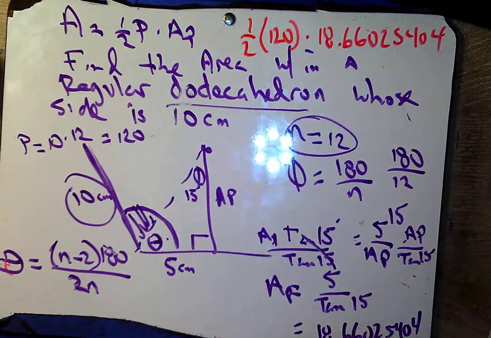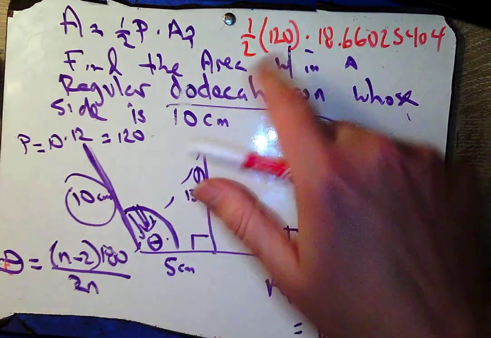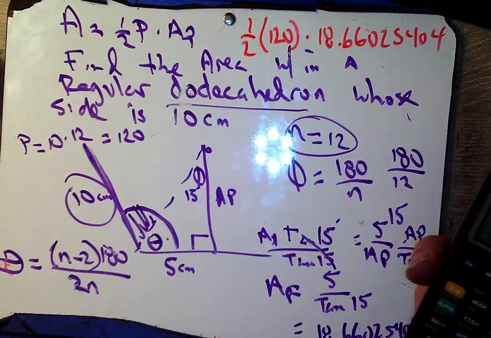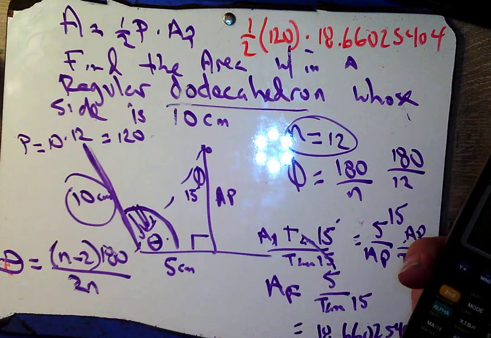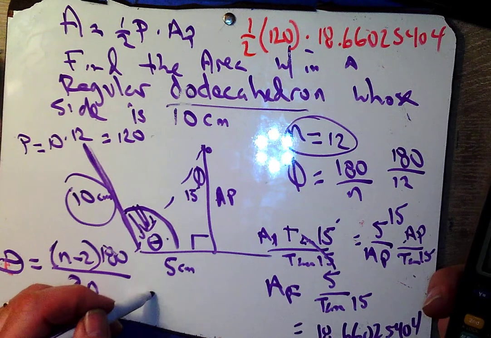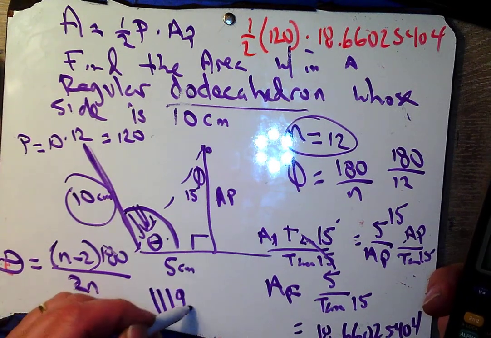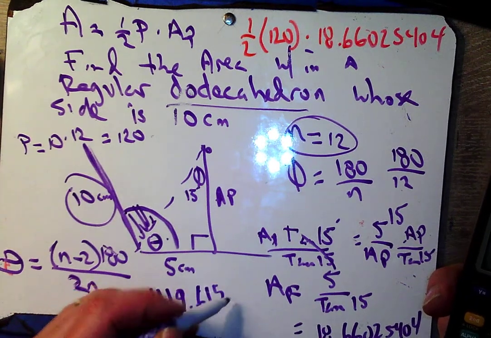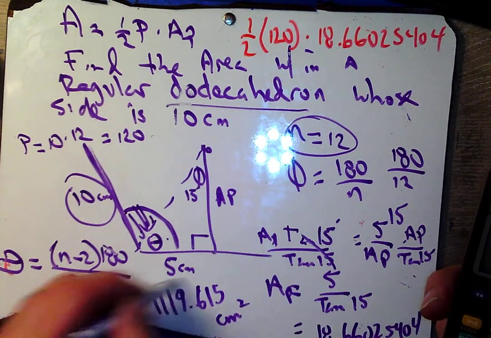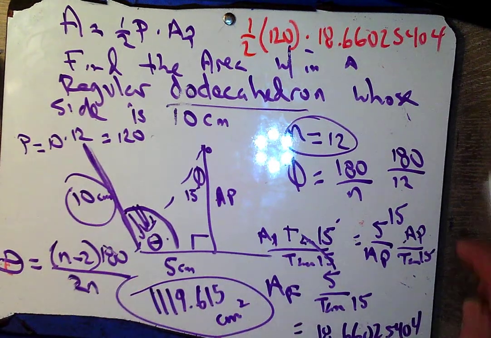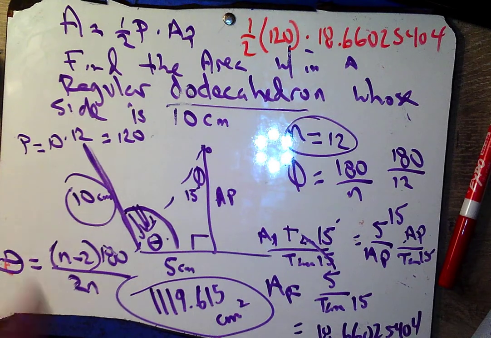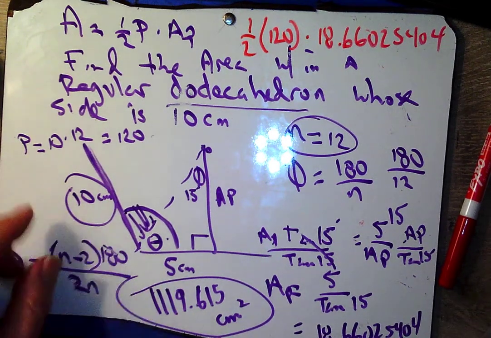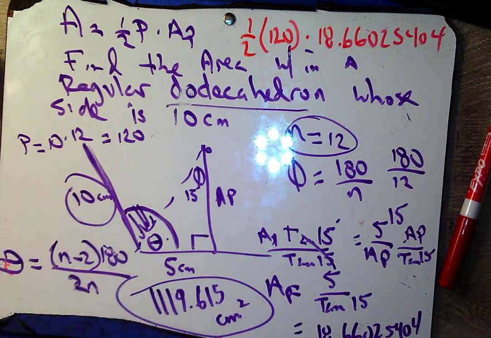18.66025404. So 1/2 of 120 is 60. And we have 60 times our apothem, and I get that the area is 1119.615 centimeters squared. That's a bunch of square centimeters. Cool. Oh, I just looked at the notes, and the problem didn't say side length of 10.